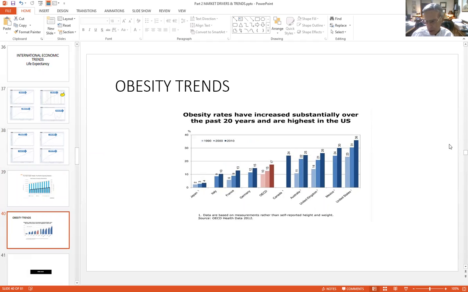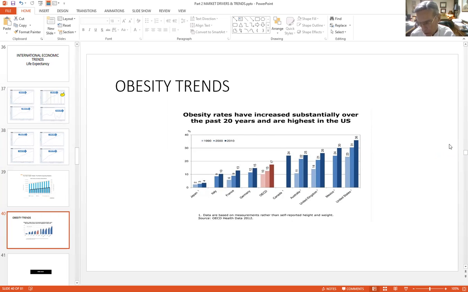Here are the rates of obesity. And where do you think it's the highest? And the answer is in the United States. And that has been rising dramatically per decade. The gray bar is 1990. The light blue bar is 2000, and the dark blue bar 2010. I don't have the data in this form yet for 2020, but as you might imagine, the trend continues.